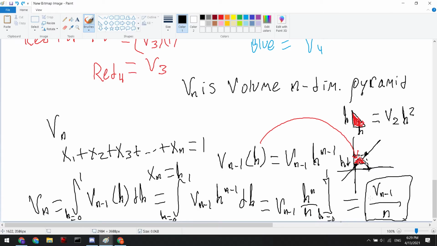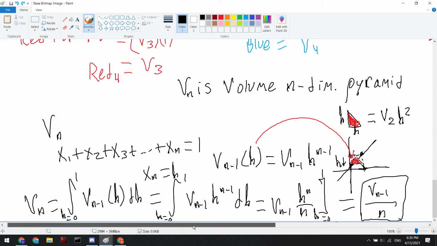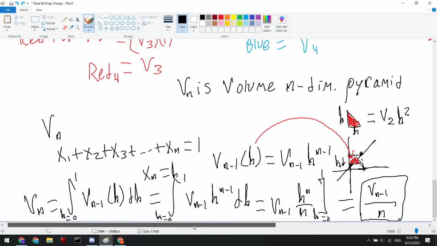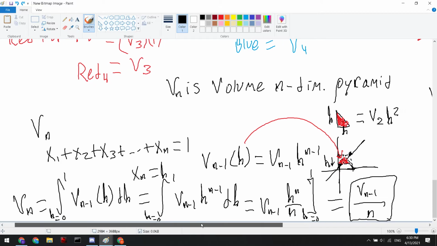Now, for those of you who aren't fluent with calculus, that may seem extremely complicated and intimidating, but the takeaway is this beautiful thing right here. What it tells us is that the volume of an n-dimensional pyramid is just the previous volume divided by n. So what's great about that is if we know a base case, we can use induction to find each subsequent case as we go into higher dimensions.